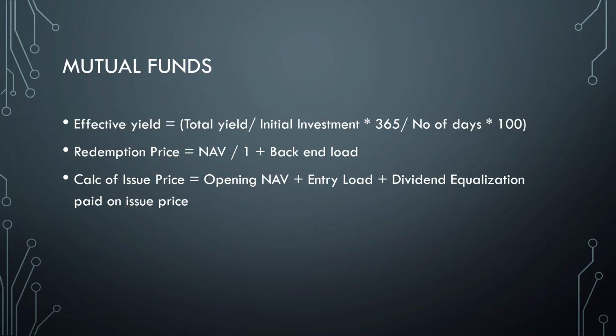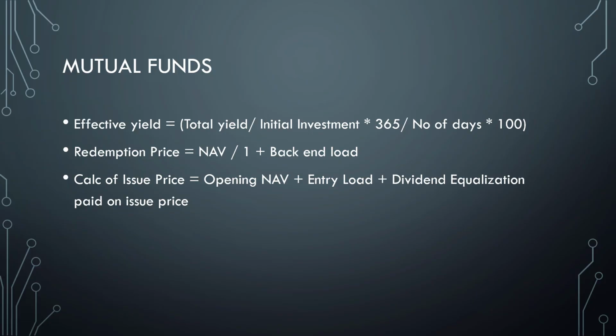Moving on to the next one, mutual funds. Effective yield is equal to total yield. How do we compute total yield? You need to arrive at the number of units, which can be arrived using amount of initial investment by NAV, then the number of units into the final NAV as on 31st March or whatever date is given.